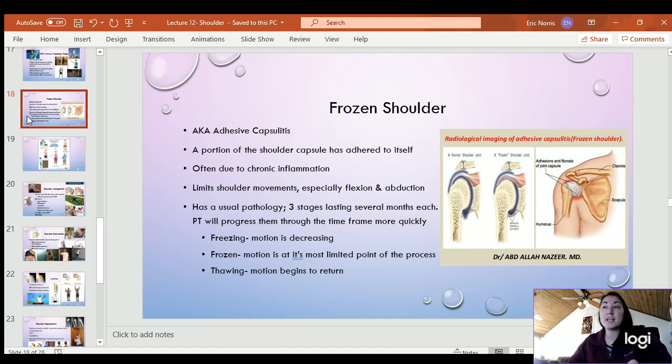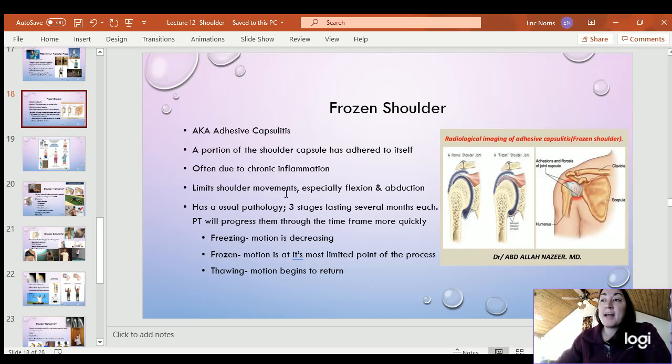So with chronic inflammation, over time, those cells really are sticky, and they're staying in the area, and they get more and more sticky, less and less mobile, and they basically cause the capsule to just get stuck to itself. It limits shoulder movement. Primarily, it limits flexion and abduction. It's typically the inferior capsule that becomes adhered, and so the main time that you need that movement is during flexion and abduction.